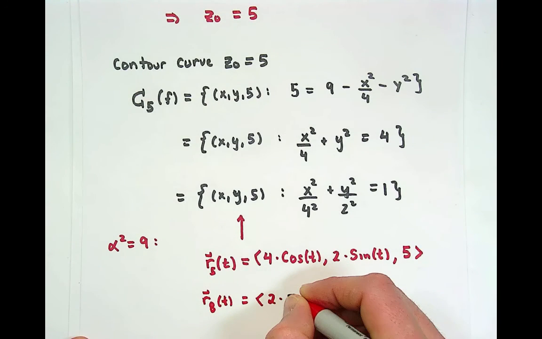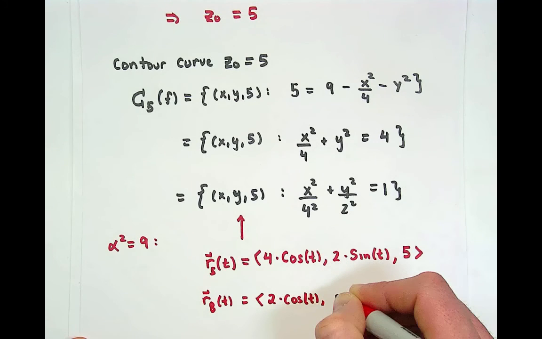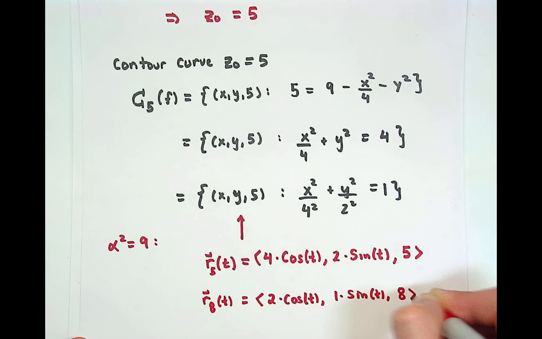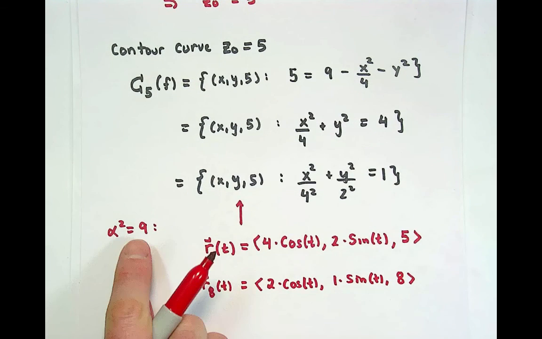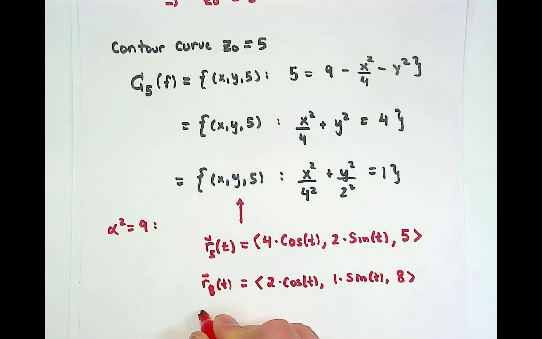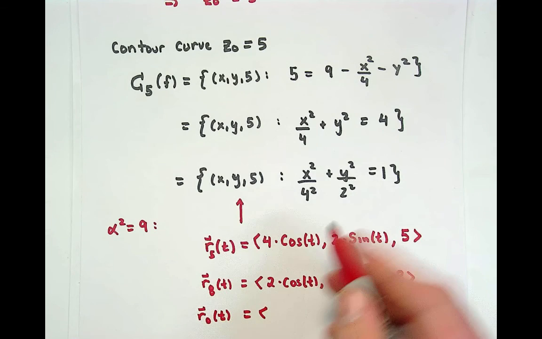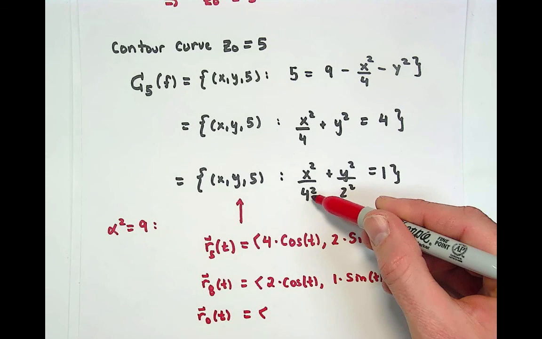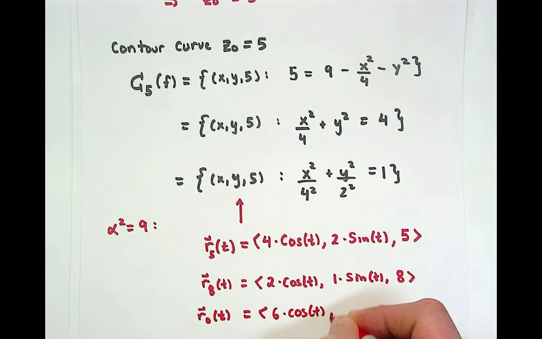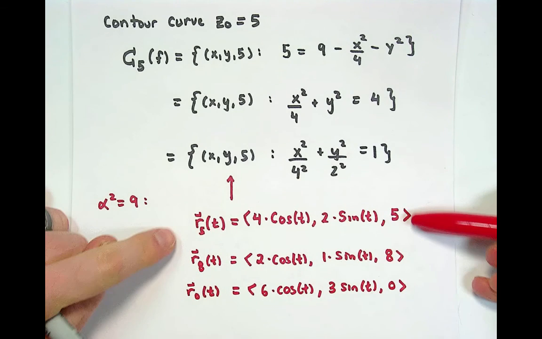We saw that in that case, my x semi-axis would be 2. My y semi-axis would be 1. And the height along the surface would be 8. I'm going to make a claim for those of you that are following along at home. If you do this for alpha squared equal 9, this is going to get you a contour curve at height 0. And the semi-axis here would be something like, what is this, 2 times 3? So I guess that would be 6 times the cosine of t. And then this, of course, would be 3 times the sine of t. And the height associated with that one would be 0.